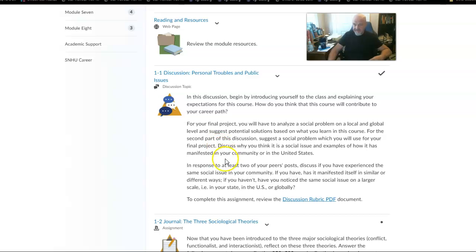I've graded discussions and your assignment 1.2, your journal article. So, a couple of points. Please read these assignments carefully. Most folks did a great job. But it says, for the second part of this discussion, suggest a social problem which you will use for your final project. Now, in many cases, everybody did great work.